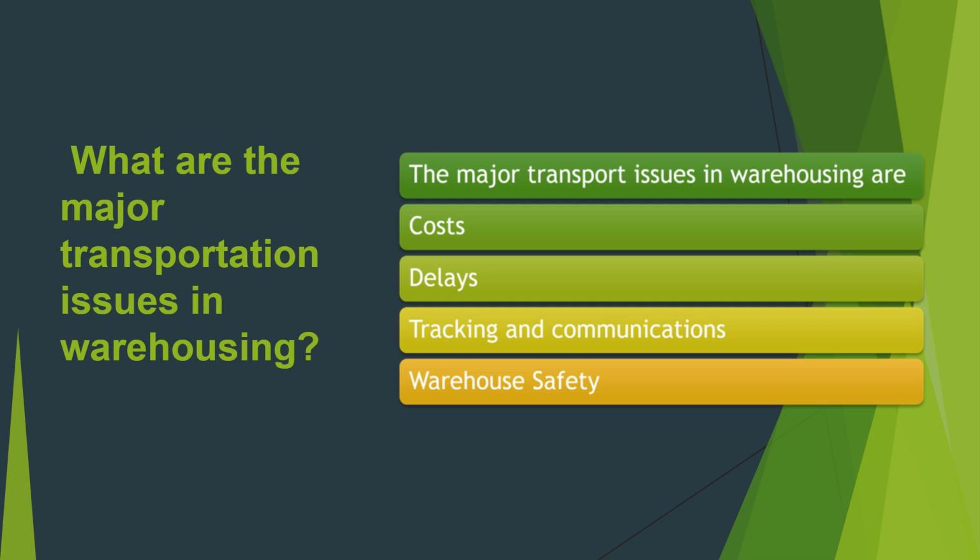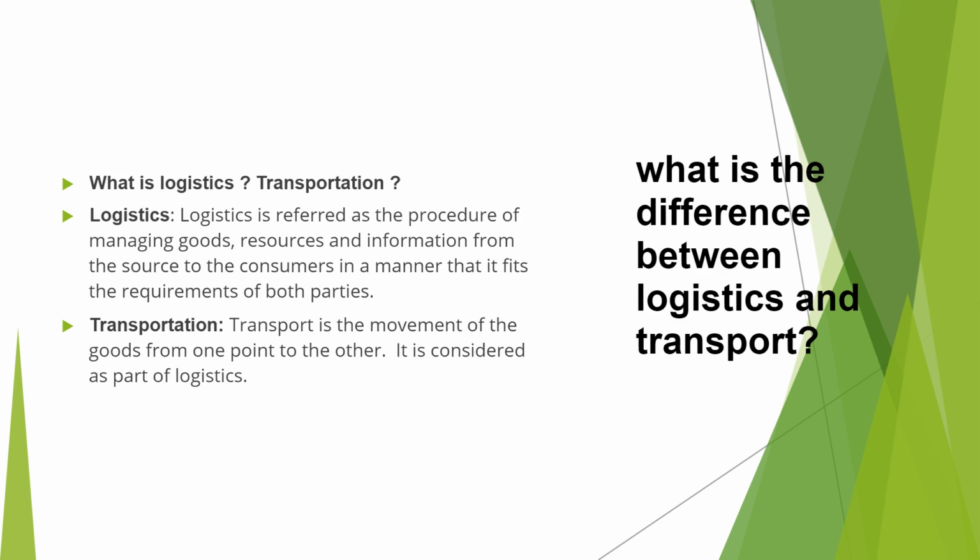What are the major transportation issues in warehousing? The major transport issues in warehousing are costs, delays, tracking and communications, and warehouse safety. What is logistics and transportation? Logistics is the procedure of managing goods, resources and information from the source to the consumers in a manner that fits the requirements of both parties. Transport is the movement of goods from one point to another. It is considered part of logistics.